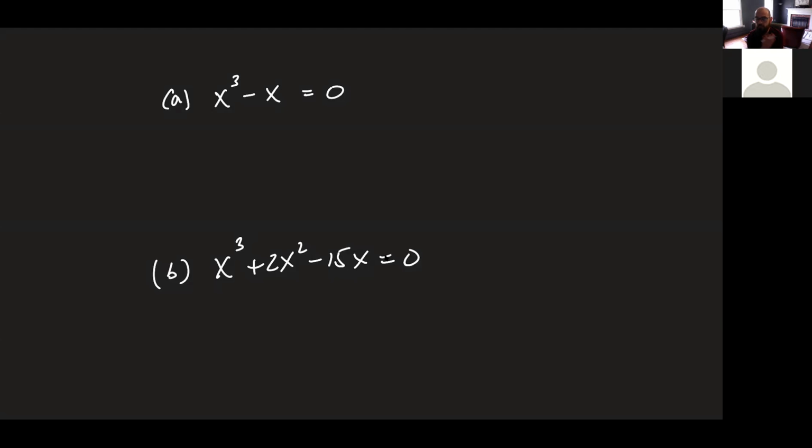So what do you think? The first one we can pull an x out. Yeah, we'll pull an x out of this, right? So you get x times (x squared minus 1) equals 0. And then we know one of them is going to be 0. Right, and then can you factor this term?